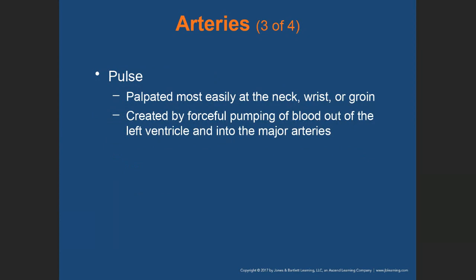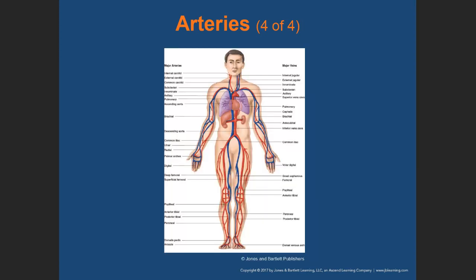The pulse. The pulse is palpated most easily at the neck, the wrist, or groin. So the pulse is an indicator of how well the heart is beating, and there are various pulse points that we can utilize on the patient, but it has to be an area. The best area is going to be where that pulse runs over a rigid surface. It is created by forceful pumping of blood out of the left ventricle and into the major arteries.